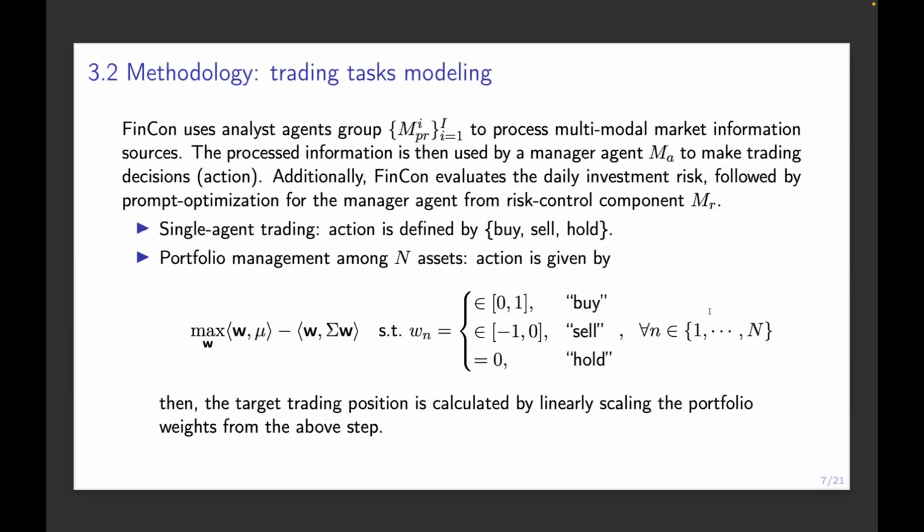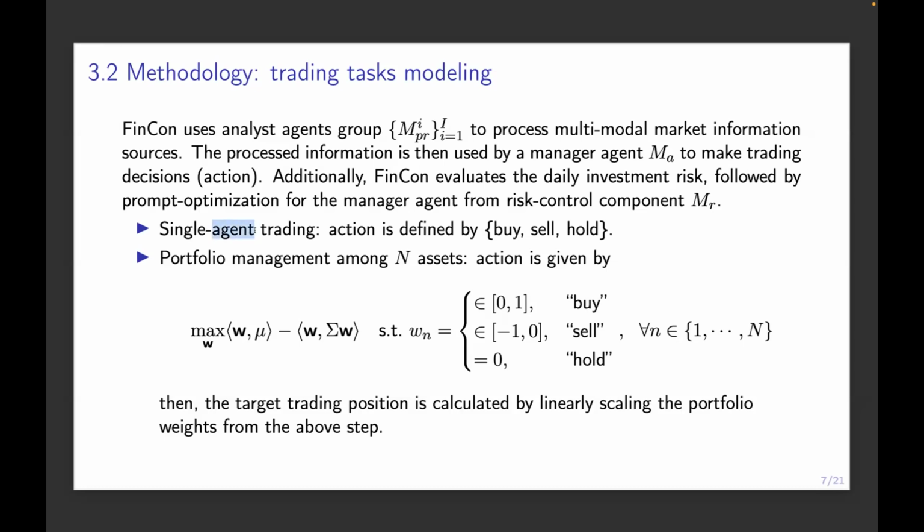And now we can give a modeling for the trading tasks. Basically, FinCon uses an analyst group and agents group to process the multi-modal market information sources. The processed information is then used by the manager agent to make trading decisions, which is called action. Additionally, FinCon evaluates the daily investment risk, followed by prompt optimization for the manager agent from the risk control component.